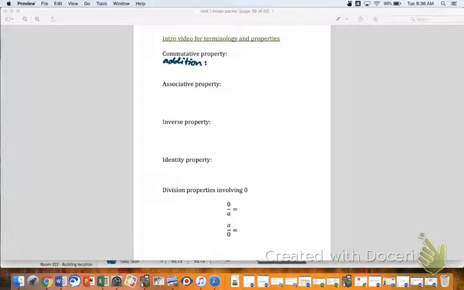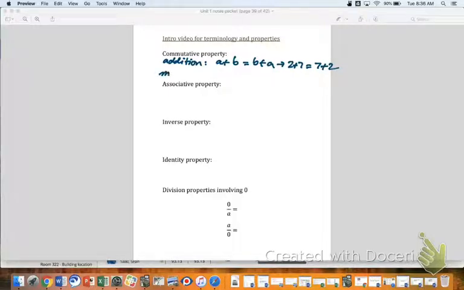So the commutative property of addition looks like this. A plus B is equal to B plus A. Essentially, the order of addition does not matter. You could think of it as 2 plus 7 equals 7 plus 2. Either way, you're going to get 9. This does not hold true for subtraction. So this is the commutative property of addition.